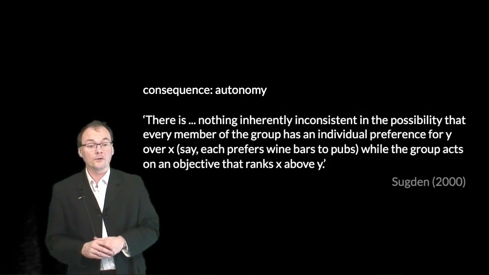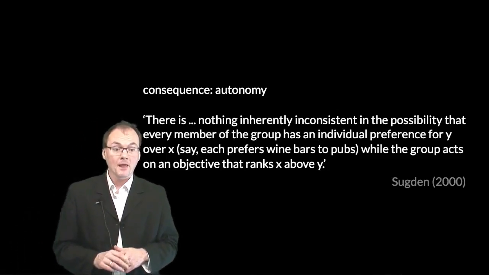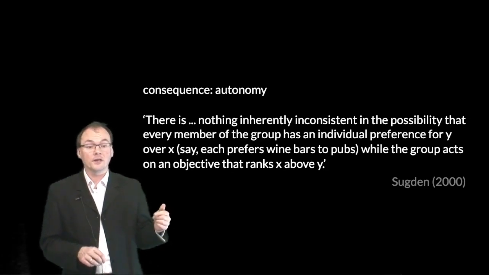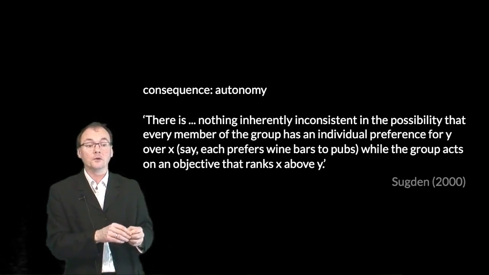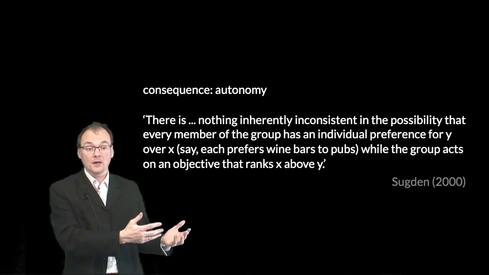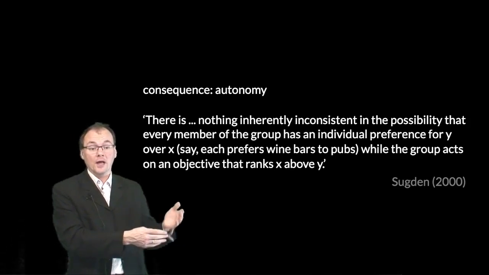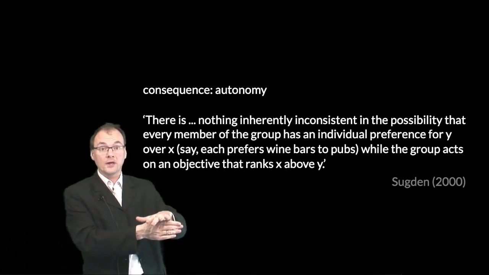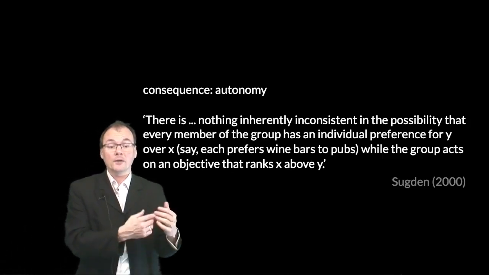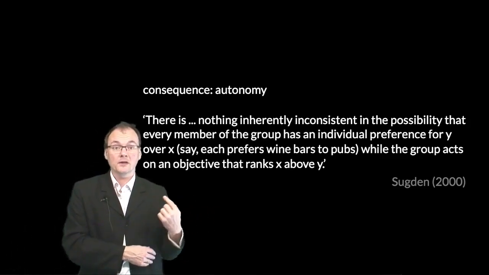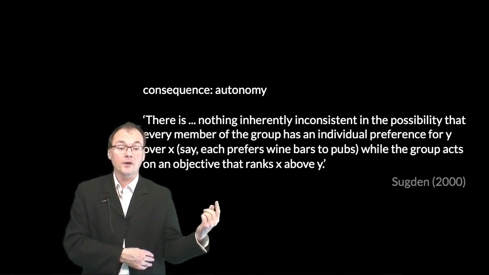There's a consequence of Sugden's view, and the consequence is something he calls autonomy. He says there's nothing inconsistent in the possibility that every member of the group has an individual preference for, let's say, high over low, while the group acts on an objective that has the opposite ranking, that prefers low over high. Or in Sugden's example, what's happened is a group of friends have started meeting in a certain pub.